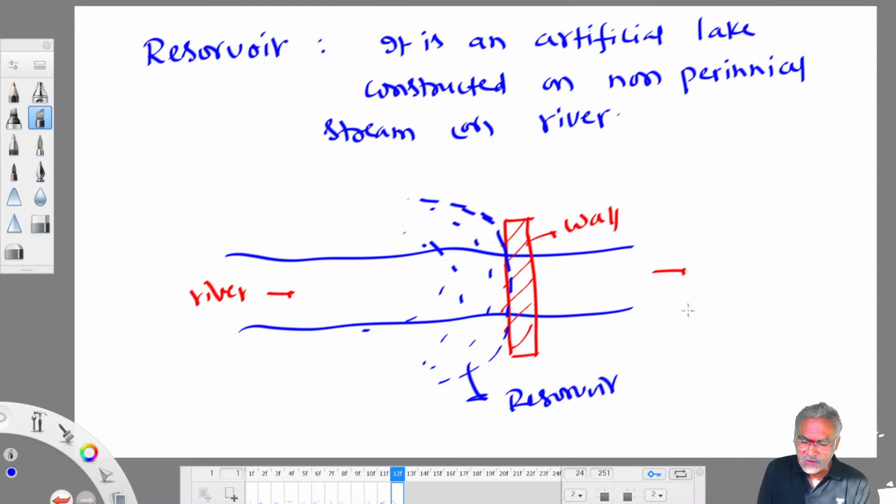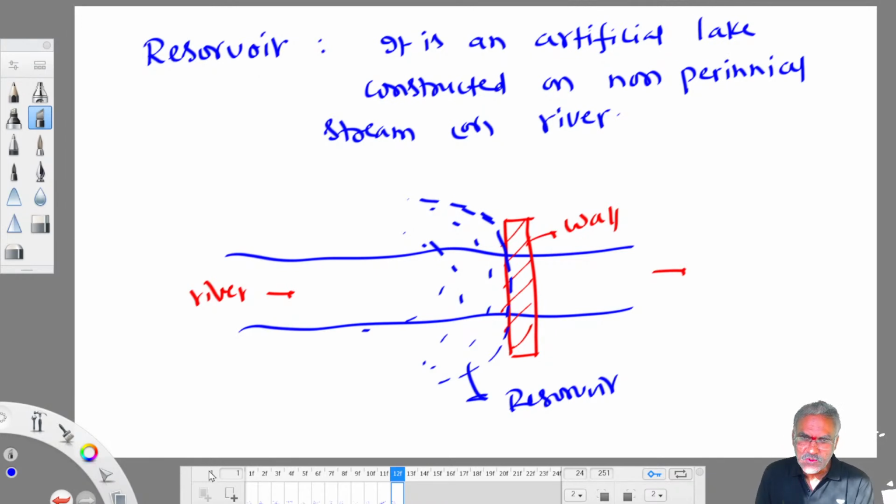From this reservoir, we store water when more is available, and we use that water whenever need arises. In the dry season you don't find much flow in the river, but because the wall has stopped and stored the water, we can withdraw and use it. That's how we can manage. Understood? Quality wise good, quantity also good, because it's an artificially created source.